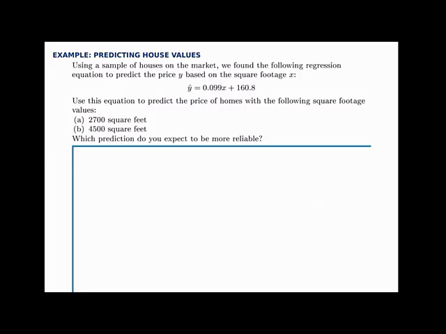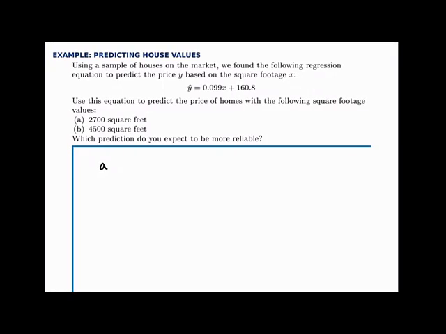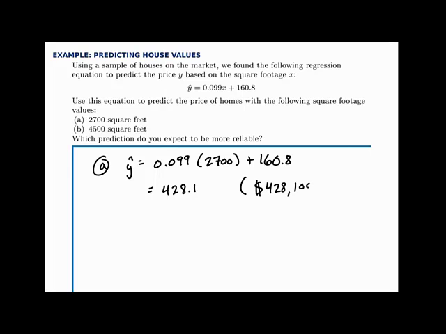And we're going to use this equation to predict the price of homes with 2 different square footage values. So all we have to do in each case is replace x with the given value for square footage. In the first case, we have y hat equals 0.099 times 2700 plus 160.8, which works out to 428.1. So that corresponds to $428,100. And that technically means that the average house price we would expect for all the houses that are 2,700 square feet would be $428,000 approximately.